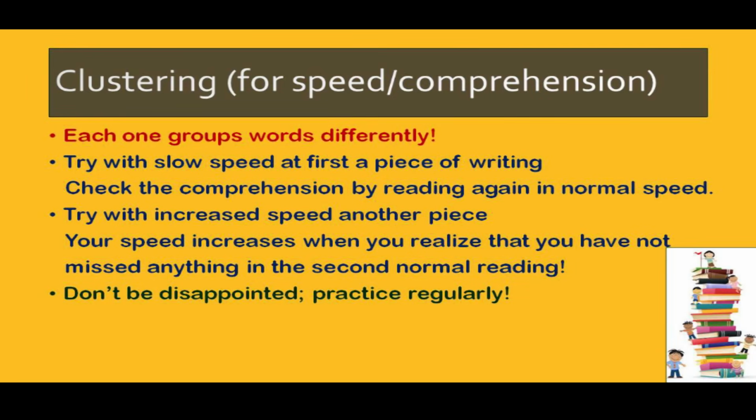First you choose to sit in a place where nobody will disturb you and select a piece of reading. Now try with slow speed at first one piece that you have selected. Now using this grouping method, clustering method, you identify the words in groups and then read it at your own slow pace, but compared to the previous normal one, a bit faster. Then once you finish it, it should be a new unknown passage. Now go to the passage, the piece of writing again, and see whether you have understood it correctly, and this time you read it in normal speed.